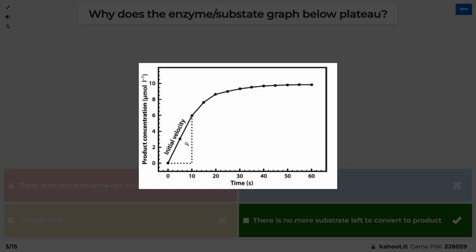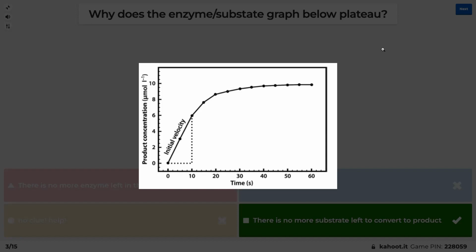So what this graph is showing us is product concentration over time. The reason this graph is going to plateau is because all of the substrate has been converted to product. So once it starts plateauing, that means there's no more substrate left in the cell that needs to be converted to product. Does that make sense to everyone?